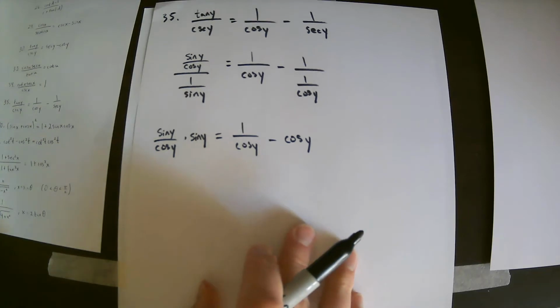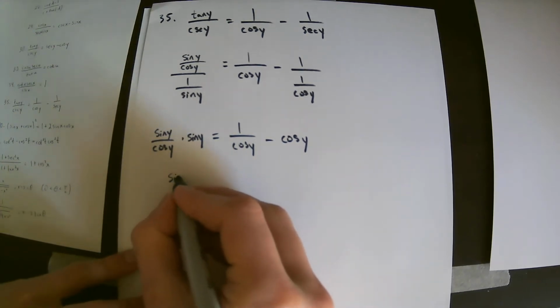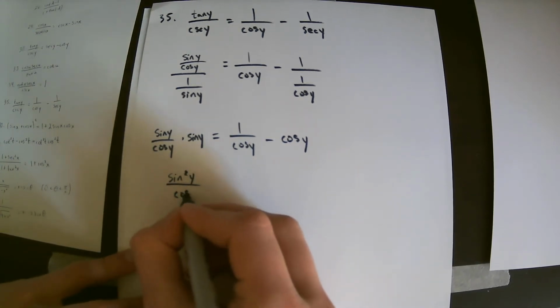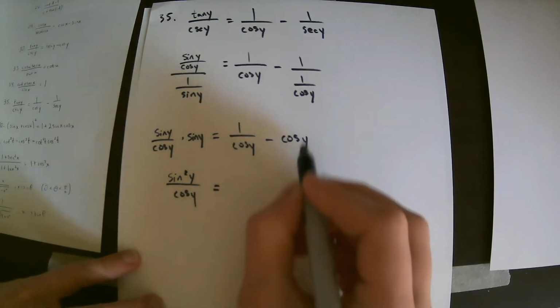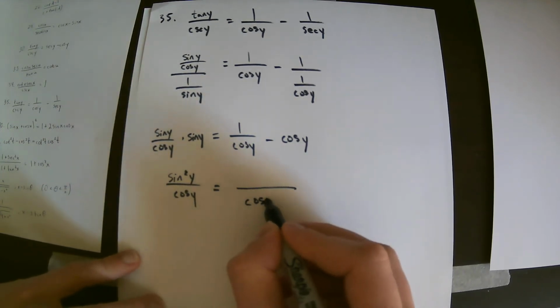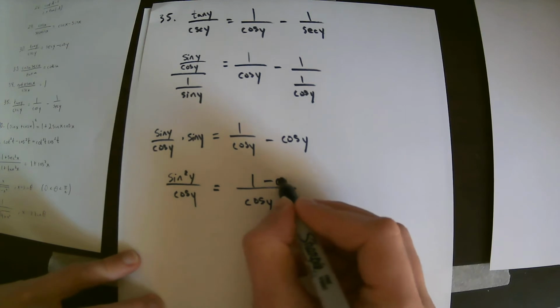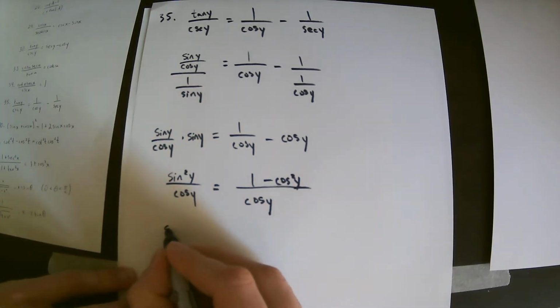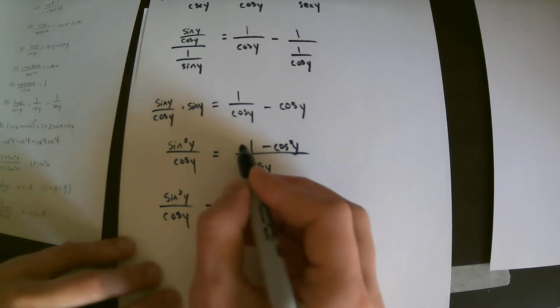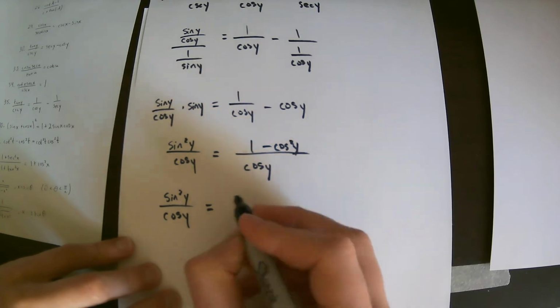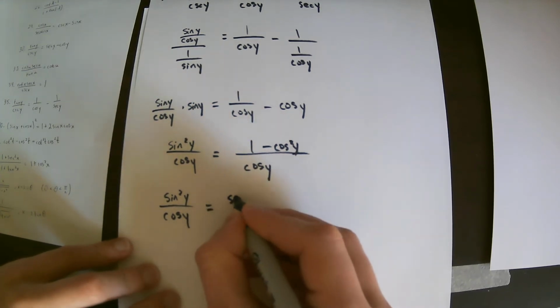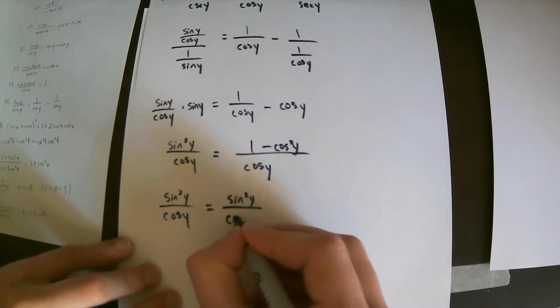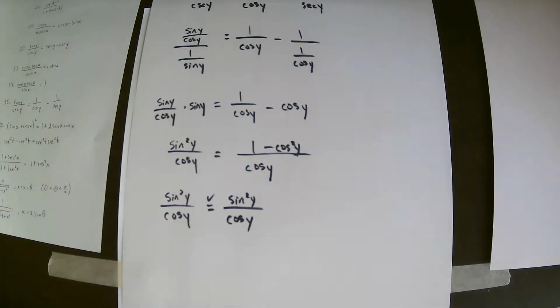Okay. This is giving me sine squared y over cosine y on the left-hand side. Over here, I'm going to get a common denominator of cosine y. That's going to give me 1 minus cosine squared y. We've used that technique a few times. But there we go, we're done. I'm not going to do anything to the left-hand side because I can see where this right-hand side is going. 1 minus cosine squared is the same as sine squared. And there we go. These are kind of fun.